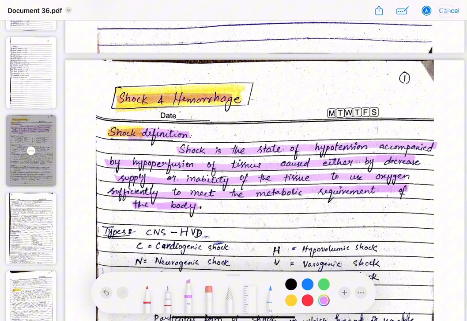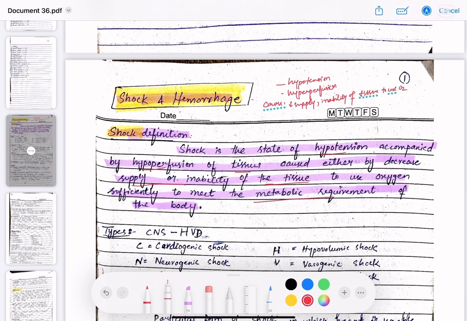So in short, we can write that shock is a state of hypotension accompanied by hypoperfusion of tissues, caused either by decreased supply or inability of the tissues to use oxygen sufficiently to meet the metabolic requirement of the body.